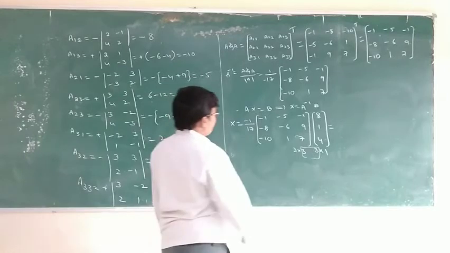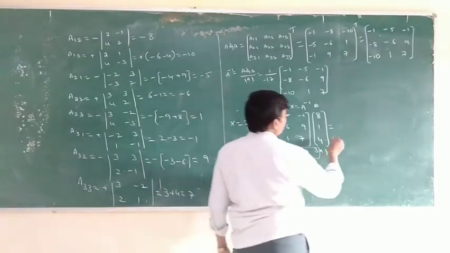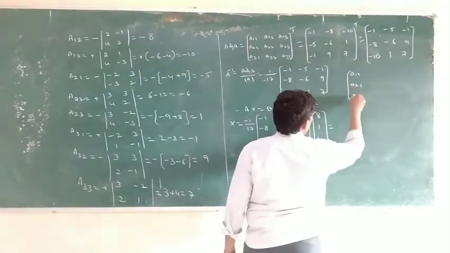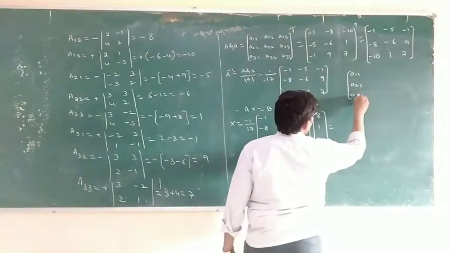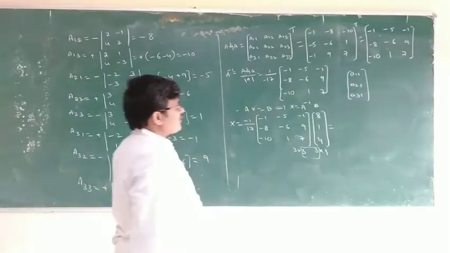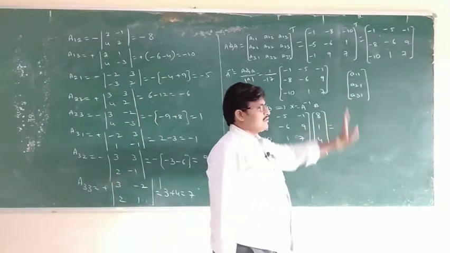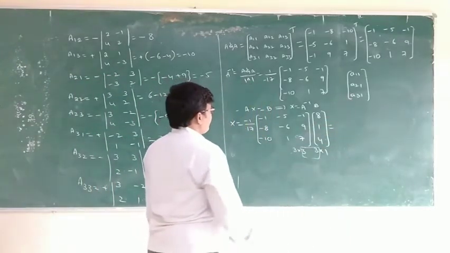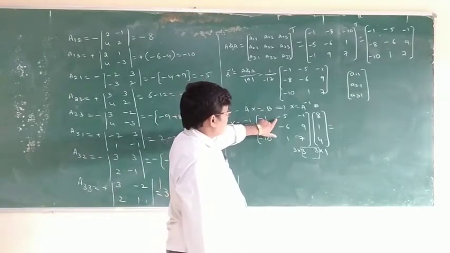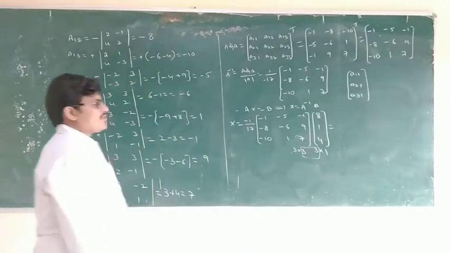So, what is the X matrix? X matrix is of order 3 by 1. That is A11, A21, A31. This is the first row, first column; second row, first column; third row, first column. So A11 means what? A11 is nothing but first row, first column.